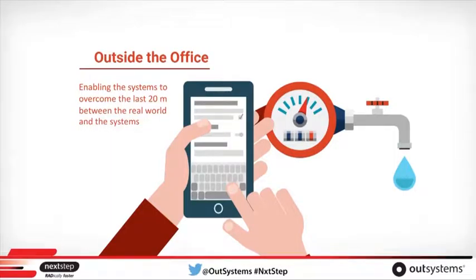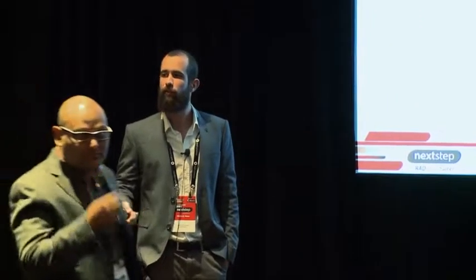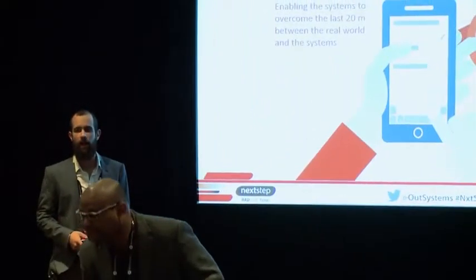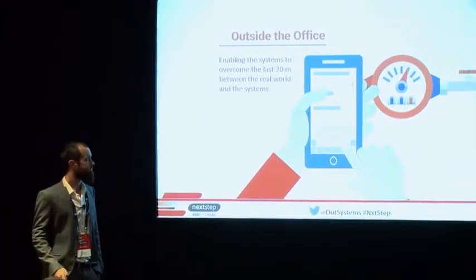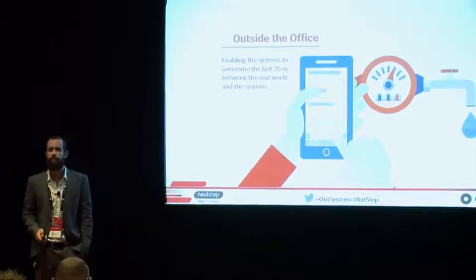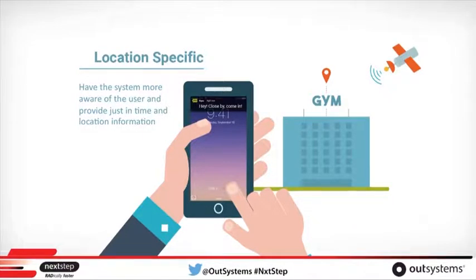So the first one is actually work outside of the office. These kinds of applications enable the systems to be where the data is generated. So it enables the systems to cover the last 20 meters of the gap between the real world and where typically the data is inserted in the system. And this, of course, enables the system to first be more accurate, more updated, and of course, it makes life easier also for employees.